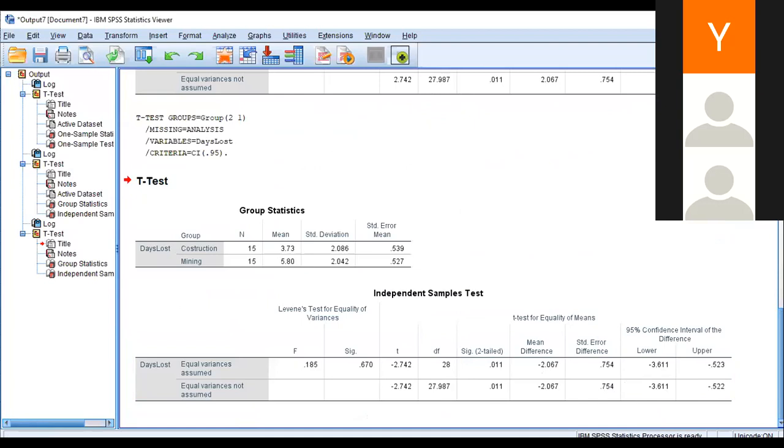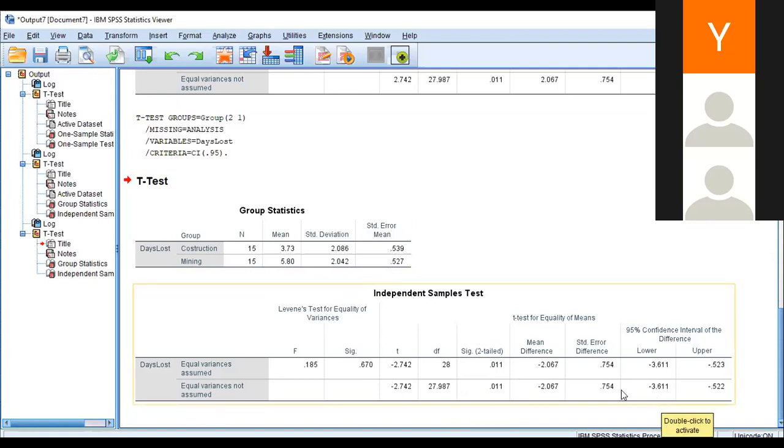Can you see? It's the same thing. What you just did, look at it, the difference is minus 2.067. Everything is still the same, even the T is the same value. What it's telling you is that the first one, we removed the smaller mean from the bigger mean. This second one, we removed the bigger mean from the smaller mean, so it gives you a negative value.